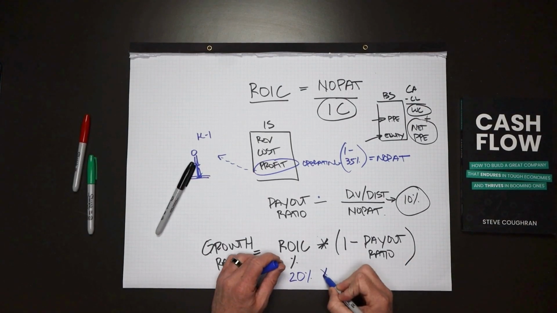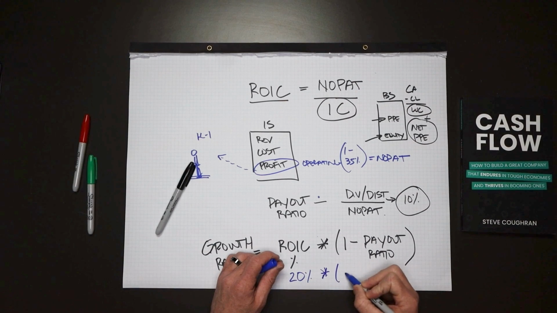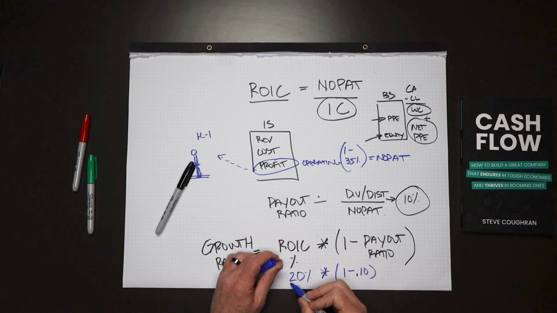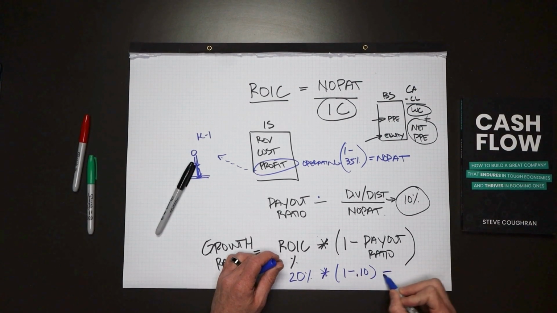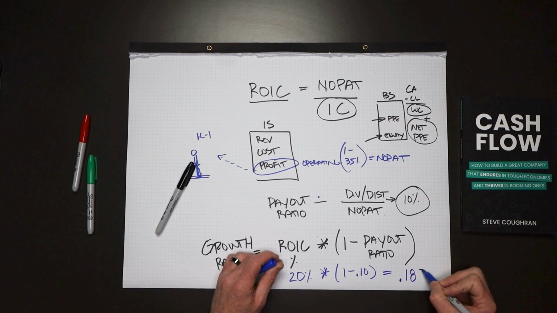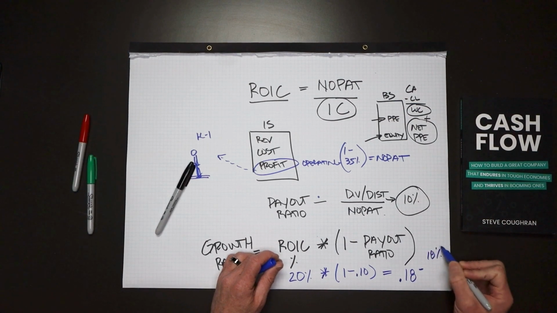So 20% times 1 minus 0.10 for a 10% payout is 90%. So 20% times 90% equals 18%. 0.18 is what you're going to get, which translates to 18%. So guess what? Here's the skinny: your business can grow at an 18% rate without needing additional capital.